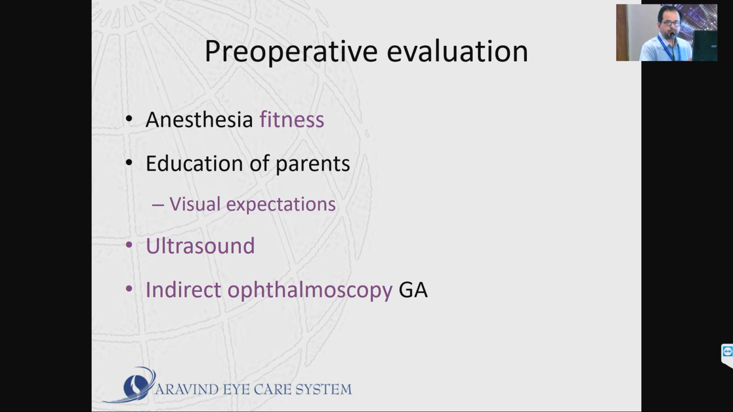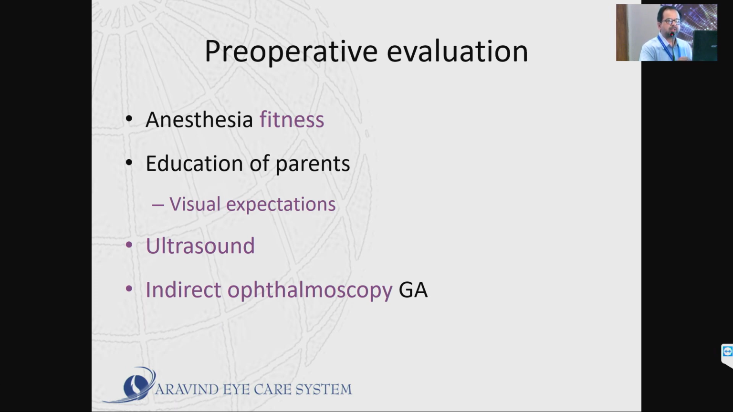Do an ultrasound, even for stage 4A and 4B, so that you can see where the traction bands are maximally present. And before starting the case, it's mandatory to do a good indirect ophthalmoscopy, so that it will help you plan where to put your sclerotomies.